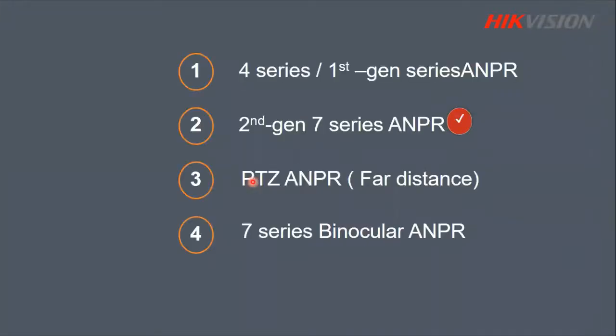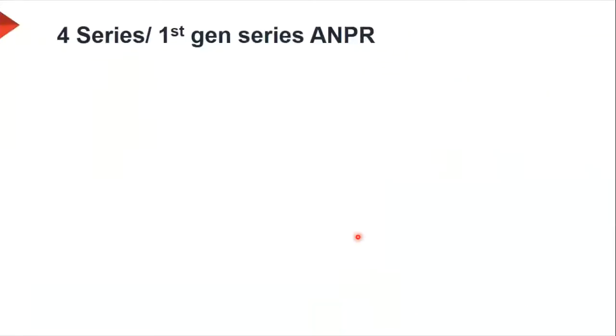Right, so just a quick overview of the different kinds of ANPR cameras. We've got the older 4 series camera, that was the first generation ANPR camera that we had. Then we've got the second generation 7 series ANPR cameras. We've also built ANPR into PTZs, so if you've got longer distances that you need to detect number plates. And then we have a 7 series binocular ANPR camera. All right, let's quickly have a look at that.